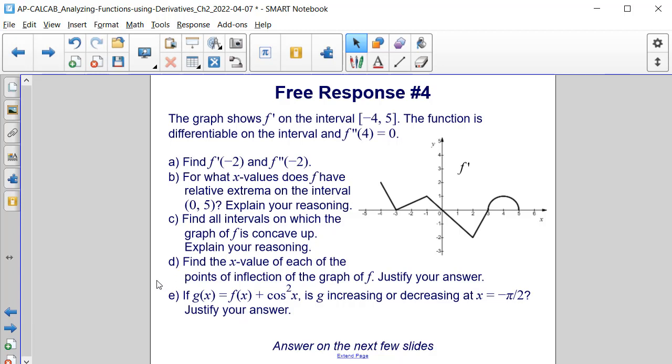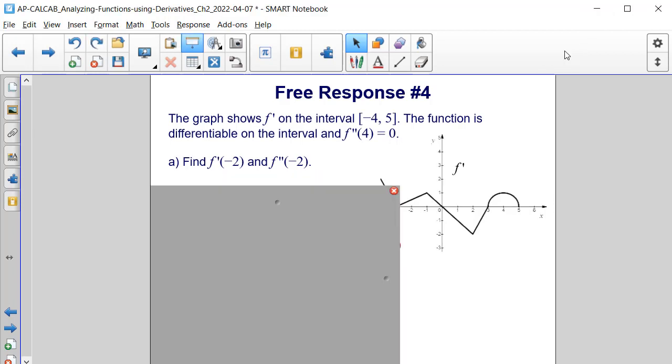The fourth question asks us to find the x value of each of the points of inflection of the graph of f, and we need to justify our answer. And the last question says that if g of x is equal to f of x plus cosine squared of x, is g increasing or decreasing at x equals -pi/2? And justify your answer. Let's get started.